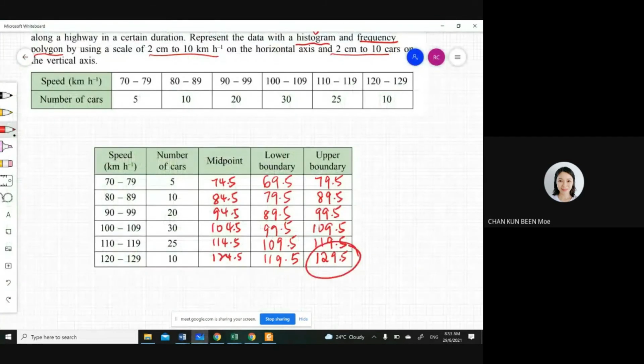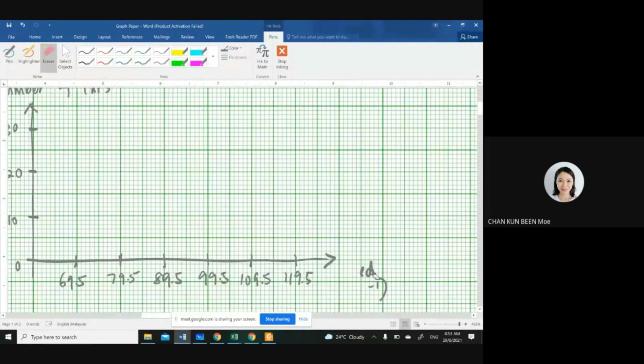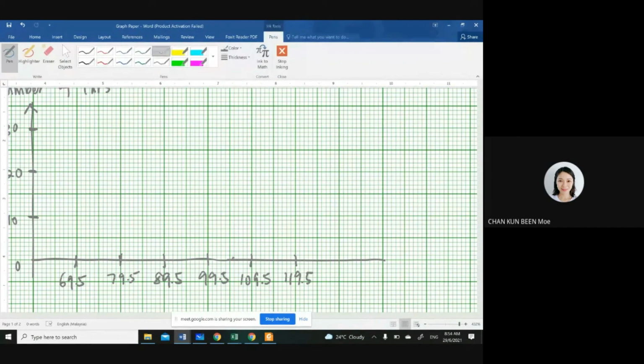I need 129.5. So I'll go back again. I need to extend it. So this part I'm going to rub it off. Redraw again. Okay, the last one is 129.5, finished. Then, I make it simple.